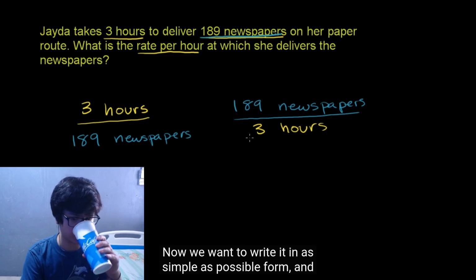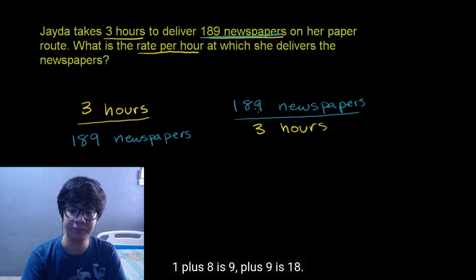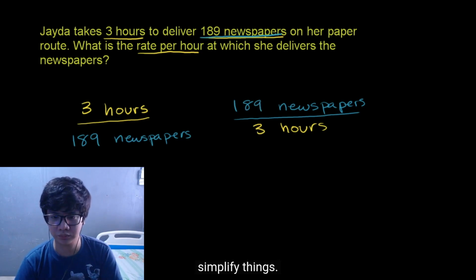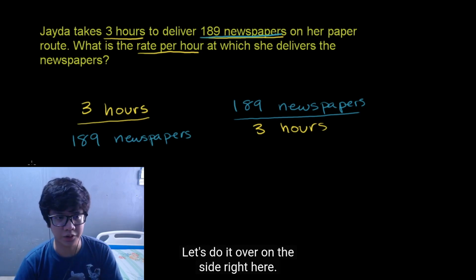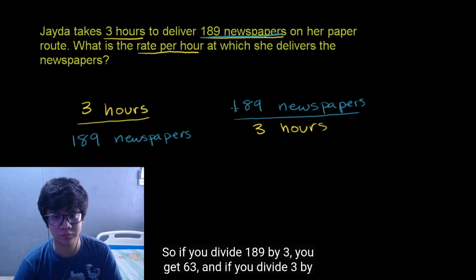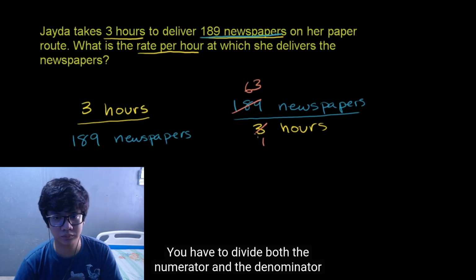Now, we want to write it in as simple a form as possible. Let's see if this top number is divisible by 3. 1 plus 8 is 9, plus 9 is 18. So that is divisible by 3. Let's divide this numerator and this denominator by 3 to simplify things. If you divide 189 by 3, let's do it on the side right here. 3 goes into 18 6 times. 6 times 3 is 18. Subtract. Bring down the 9. 18 minus 18 is nothing. 3 goes into 9 exactly 3 times. 3 times 3 is 9. No remainder. So if you divide 189 by 3, you get 63. And if you divide 3 by 3, you get 1. You have to divide both the numerator and the denominator by the same number.